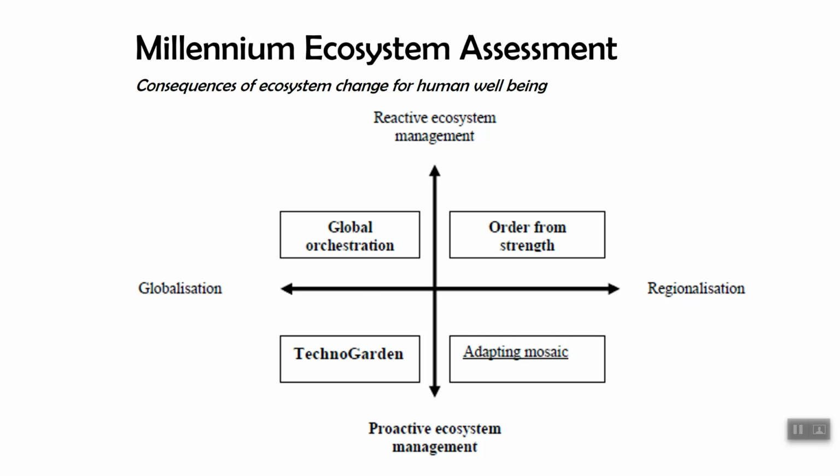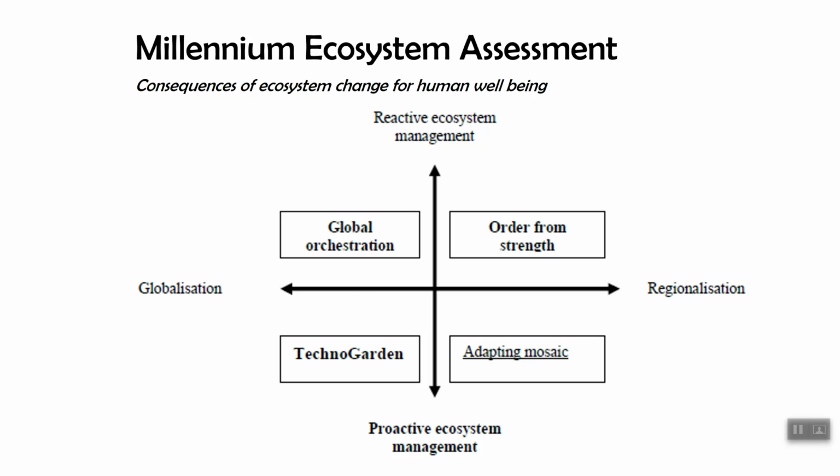And then the last is the techno garden. This scenario depicts a globally connected world relying strongly on environmentally sound technology, using highly managed, often engineered ecosystems to deliver ecosystem services, and taking a proactive approach to the management. Economic growth is relatively high and accelerates, while the population is in the mid-range of the scenarios.